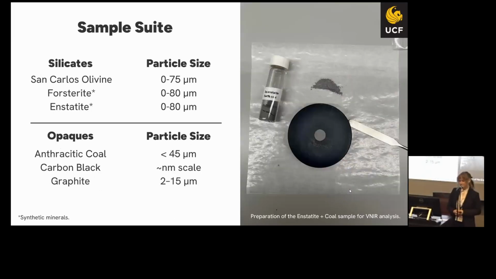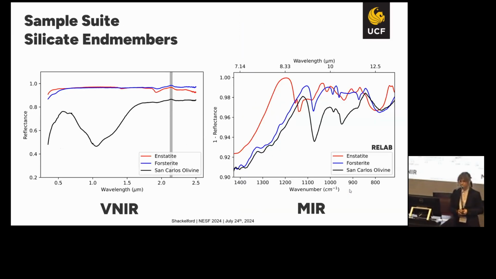So here's our sample suite. We have 3 silicates, San Carlos olivine, as well as synthetic forsterite and synthetic enstatite. We also have 3 opaques. Today I'll be showing you results from our anthracitic coal and carbon black mixtures, and in the future we'll be using graphite. Particle size is very small for all of these, so everything is less than 80 microns.